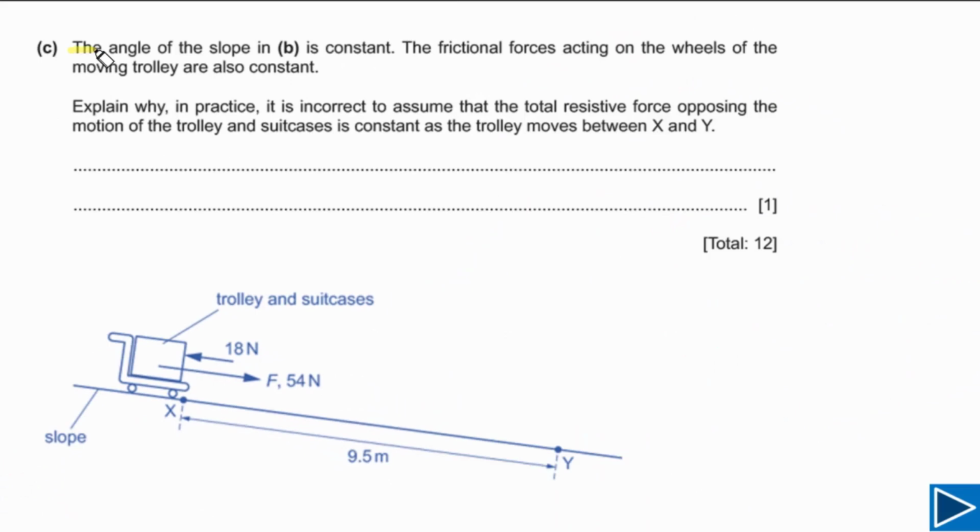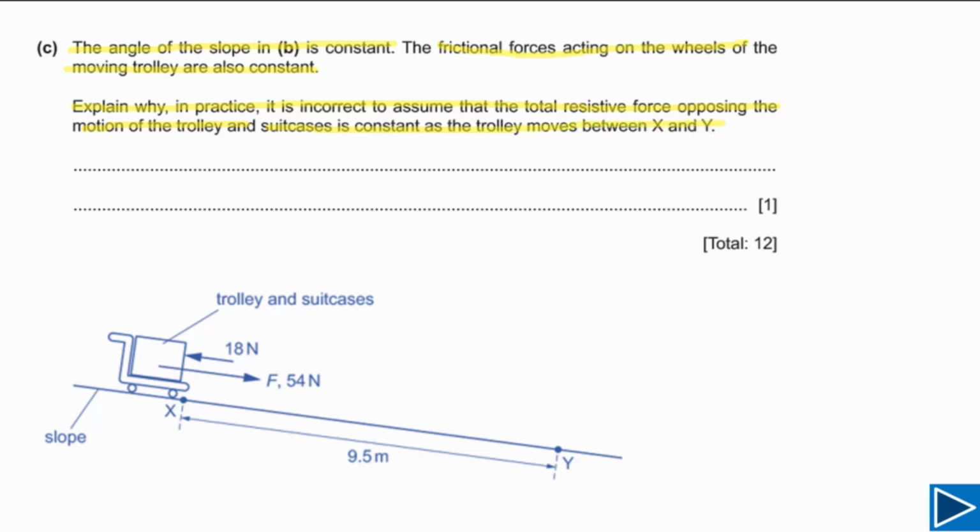For part C, it is given to us that the angle of the slope in B is constant. The frictional forces acting on the wheels of the moving trolley are also constant. We need to explain why in practice it is incorrect to assume that the total resistive force opposing the motion of the trolley and suitcases is constant as the trolley moves between X and Y.